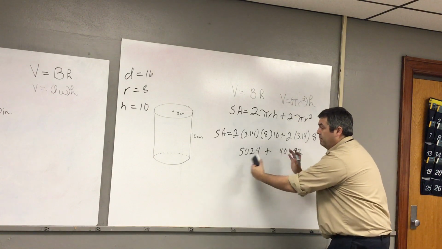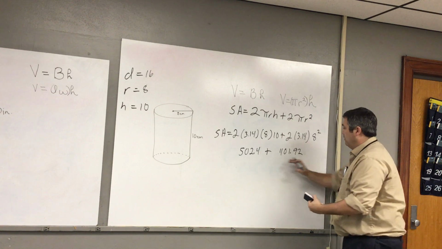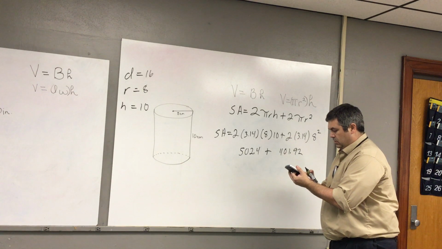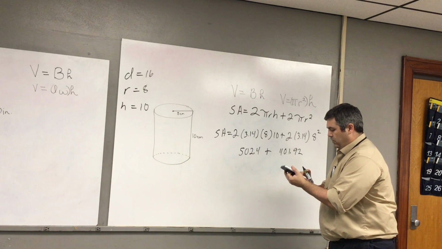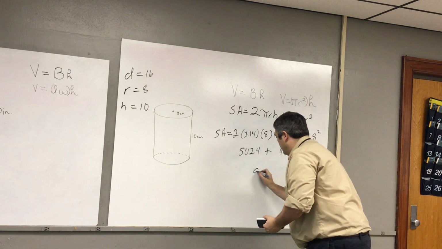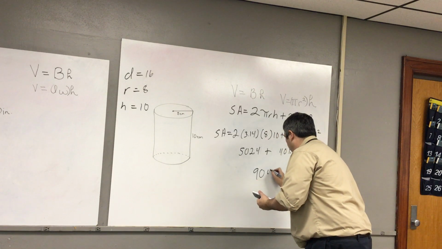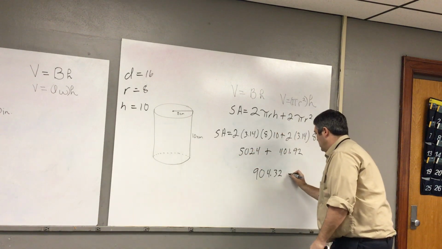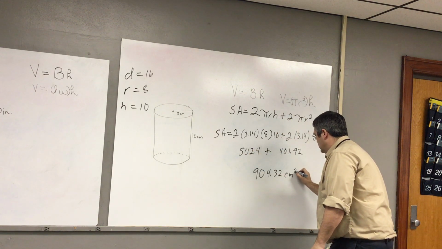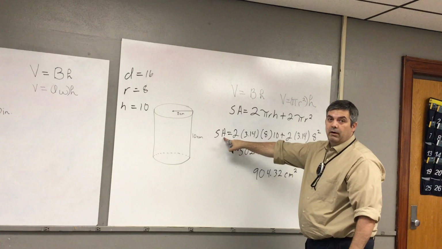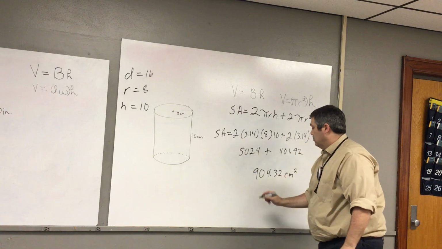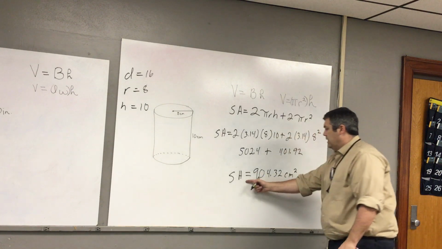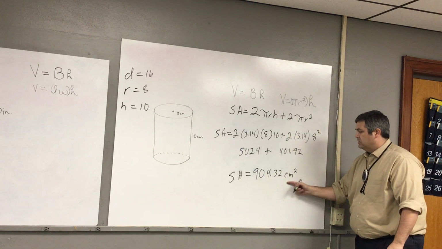So now here, I'm gonna put these together and add them up, okay? 401.92 plus 502.4, enter them together, 904.32 centimeters squared, because we're talking about area, okay? So this right here, my surface area, equals 904.32 centimeters squared.